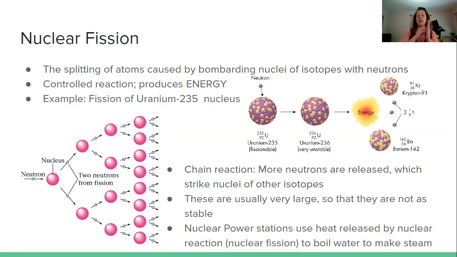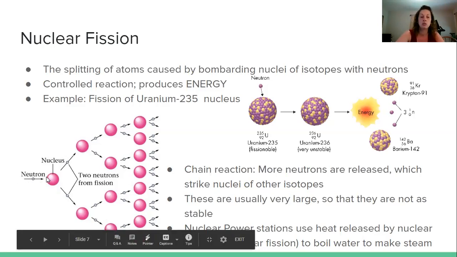And what's happening is it's going to create a reaction. Like here, we have a neutron being bombarded into the uranium isotope. And it's going to create a very unstable uranium isotope, which is then going to release energy. It's going to release a krypton nucleus, a barium nucleus, and 3 neutrons. Those 3 neutrons go and strike other isotopes that are fissionable and create more reactions. And we end up with this chain reaction.